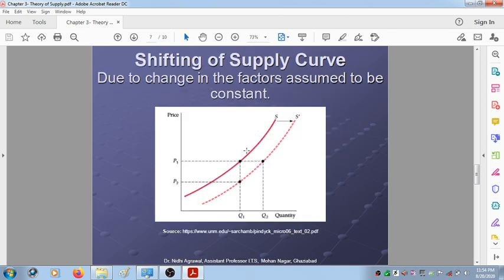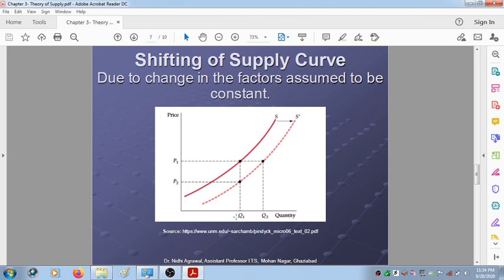Next is shifting of the supply curve. Just as there is movement along a supply curve, there is also shifting of the supply curve, but shifting is possible only when other factors change. Maybe only one factor out of the other factors changes, or maybe more than one factor. So let's have an example. Initially we have an upward sloping supply curve, and the price level is P1. At this price level, the producer is supplying Q1 quantity of output.